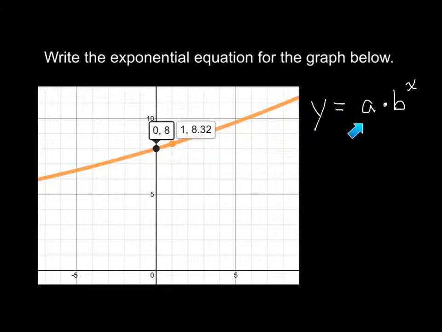What do you think a should be according to this graph? 8 is correct. So this is your start. This was our starting population on the last problem, right? And that's our starting point. It's our y-intercept. So that is correct. y equals 8 times something to the x power.